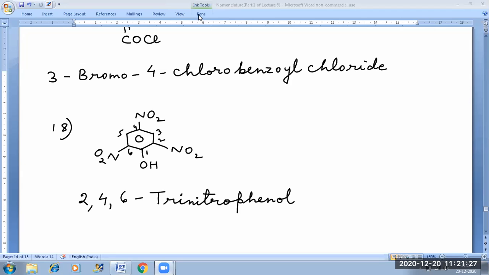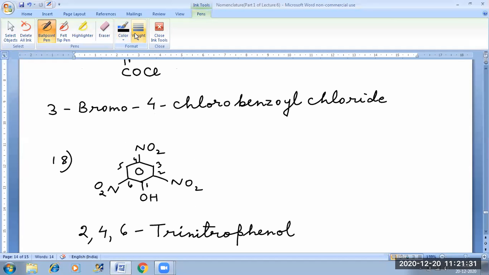NO2 is always a substituent. Fluorine, chlorine, bromine, iodine always are substituents. OCH3, that is methoxy, is always a substituent.